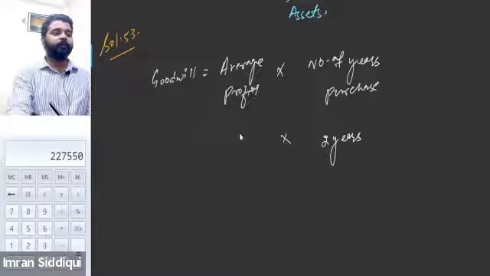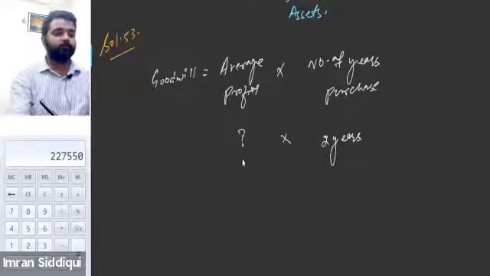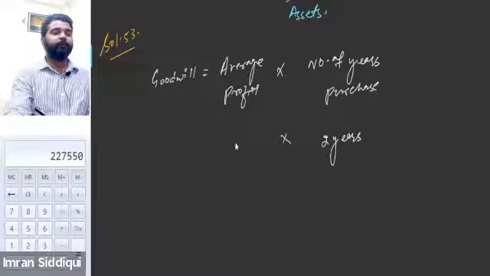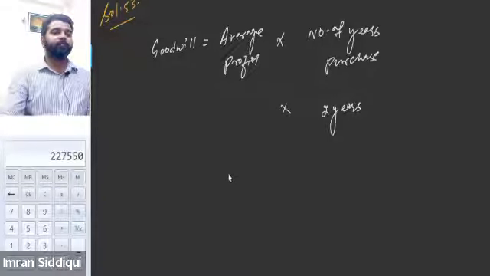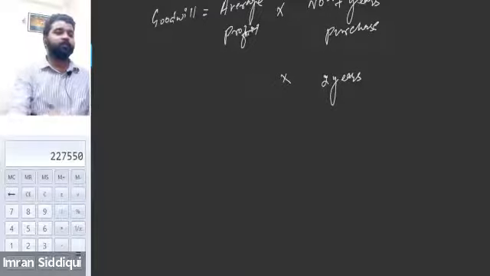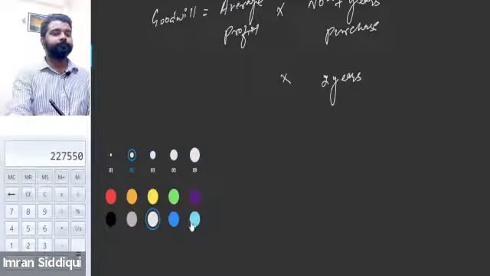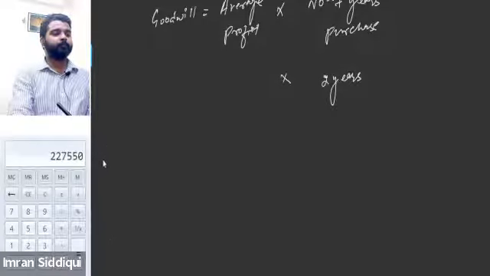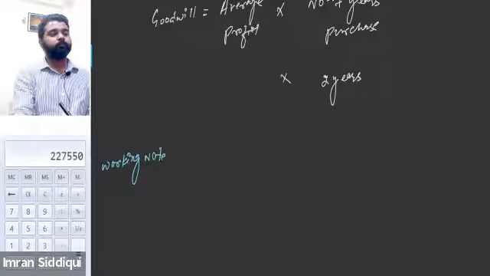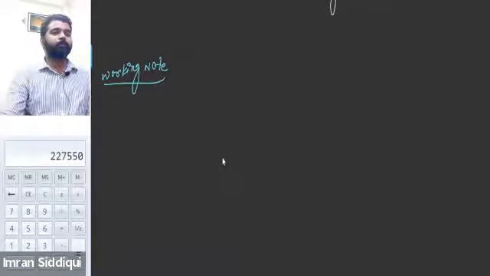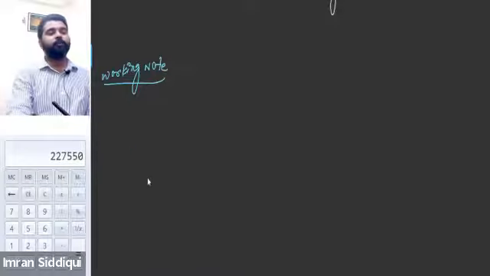All we need to find is the average profit. As soon as we find out the average profit, we will be able to find out the goodwill as well. So for the purpose of finding out the average profit, as usual, we will prepare a working note. So the calculation of average profit, how will we be doing that? See, first of all, we will have to find out the normal profit. Only then we will be able to find out the average profit.